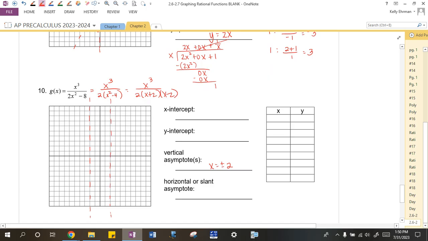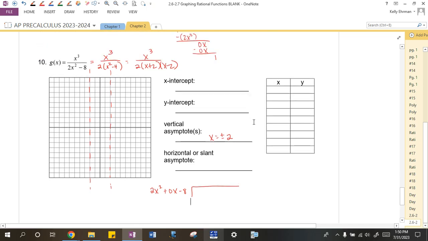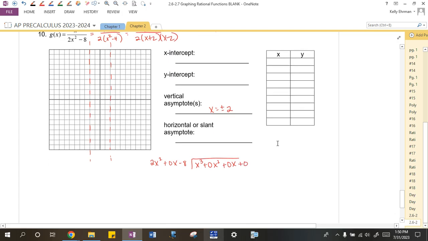And then we need to do a slant asymptote, not on our factored out version, but using the non-factored out version. So 2x squared plus 0x minus 8 needs to divide into x cubed. And remember, you've got to put in all these placeholders in case there's an extra term that makes it something other than y equals x or whatever. Okay. So we had this in our homework last night, I believe.